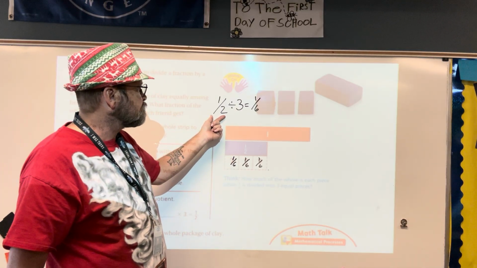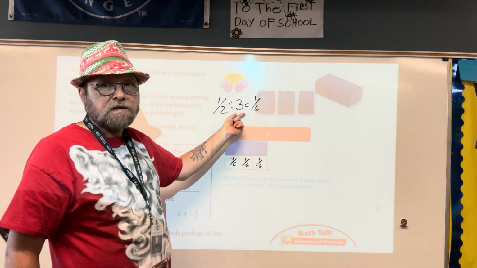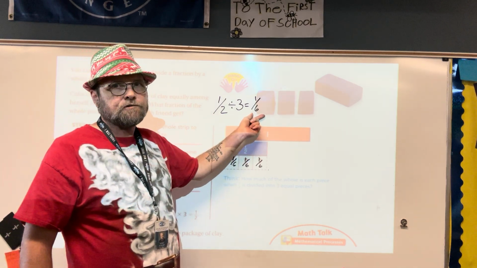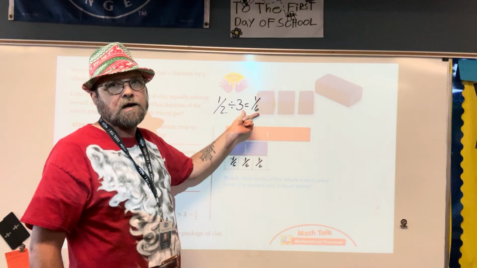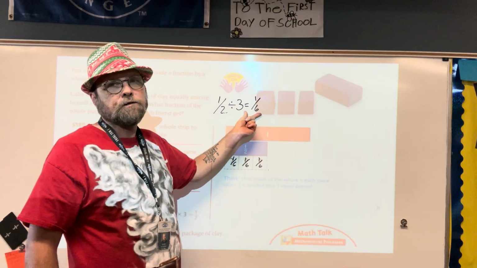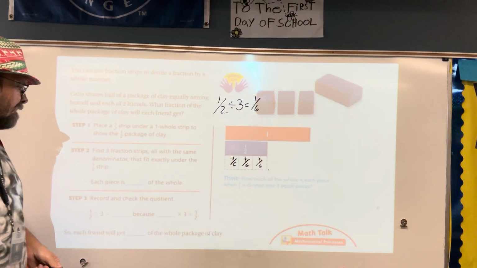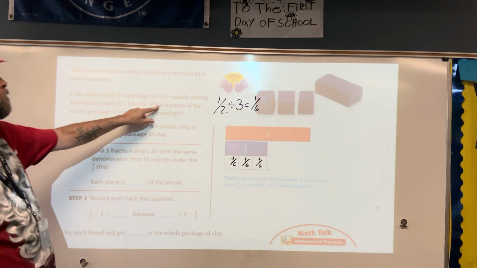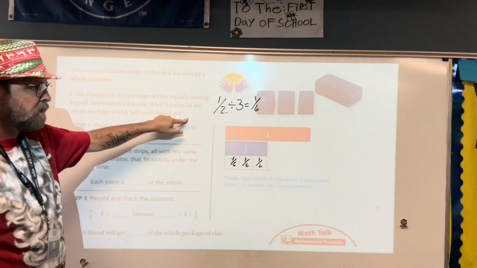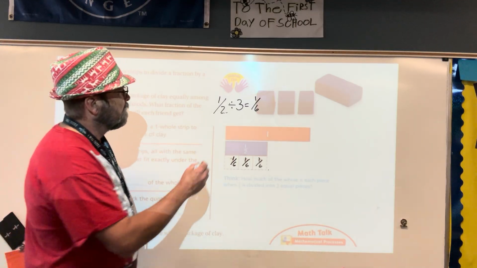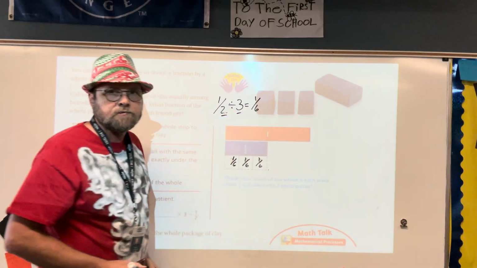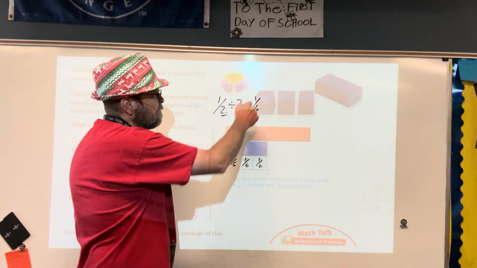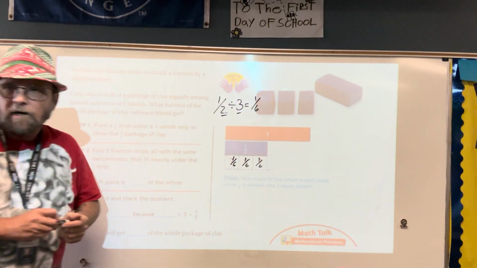Started with a unit fraction, divided the unit fraction by a whole number. My answer is a unit fraction. If you start with a unit fraction, your answer is a unit fraction. So if we remember that, and also the question, what fraction of the whole package of clay, that should tell you as well. And if you notice, 2 times 3 gives me 6. So that tells me the fraction of it is going to be 1/6.